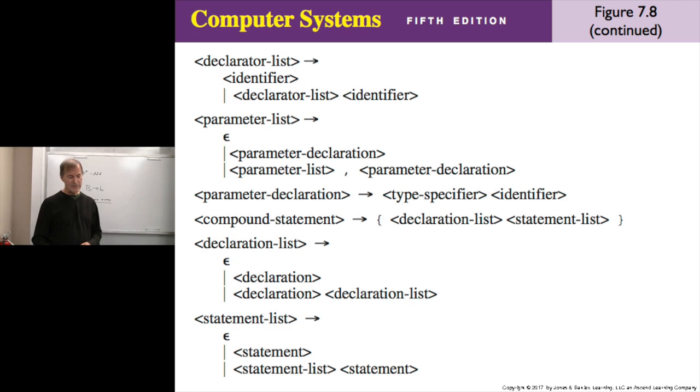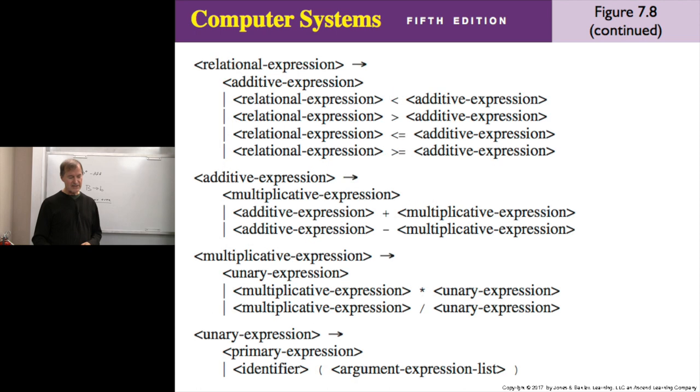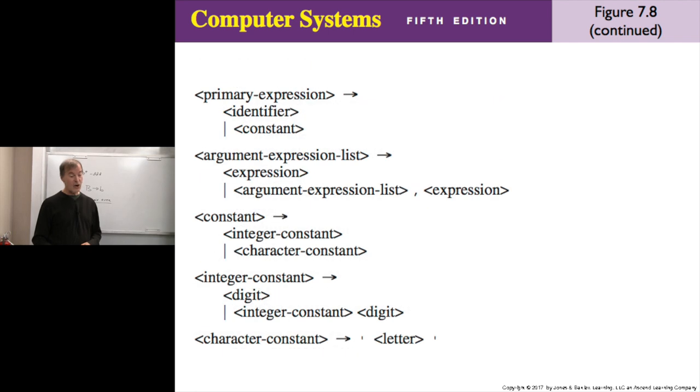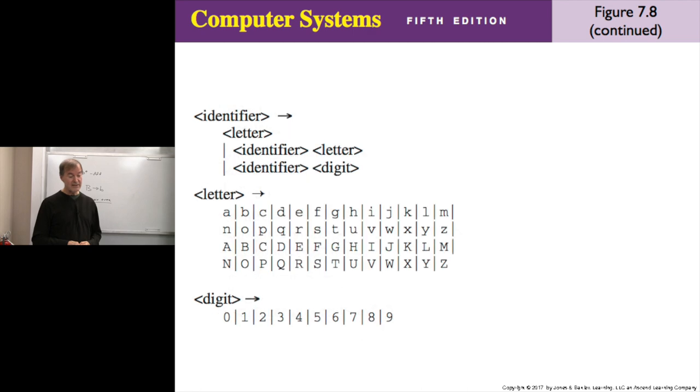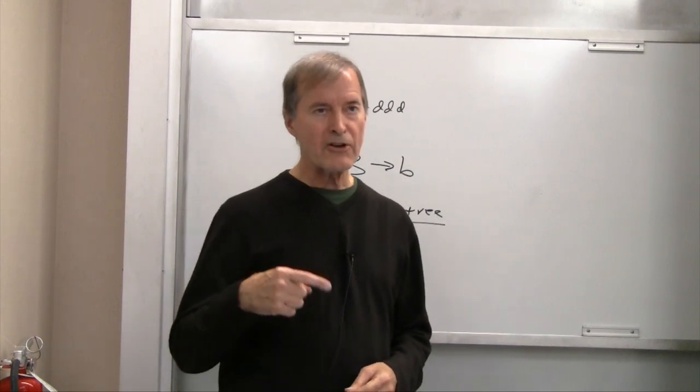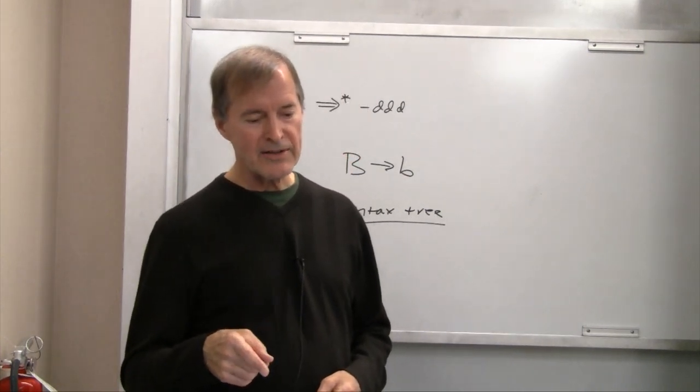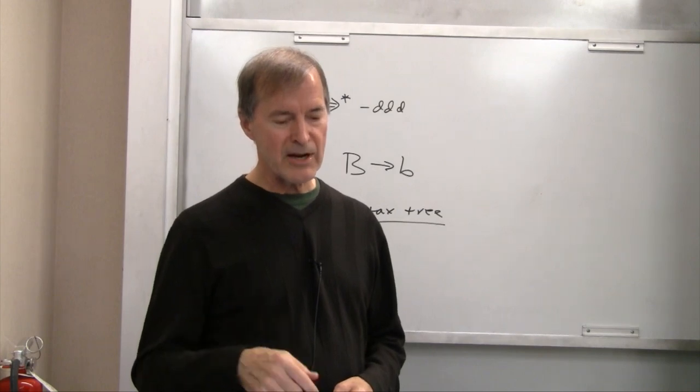Et cetera, and there are some empty strings. Et cetera, additive expression, multiplicative, argument, constant, integer constant, character constant, et cetera. And what about identifier? Identifier produces a letter, or an identifier followed by a letter, or an identifier followed by a digit. And then those are the letters and those are the digits. Everybody see? So now, for one of your homework assignments, you had to do a parse using this grammar.